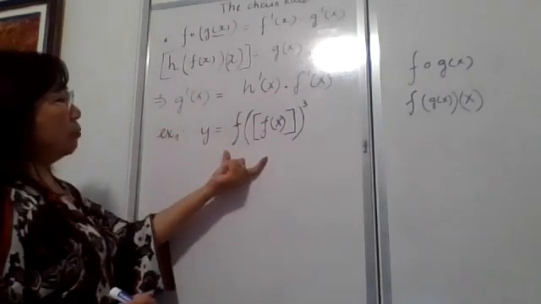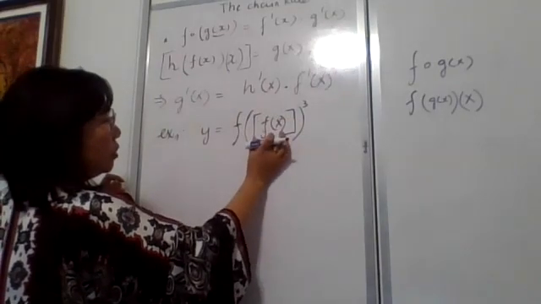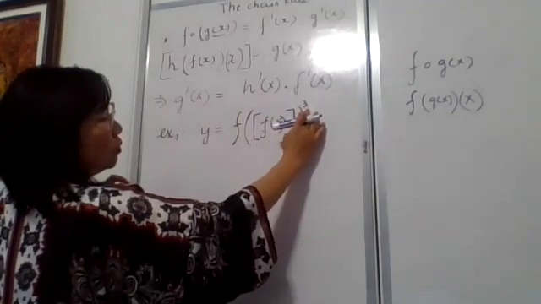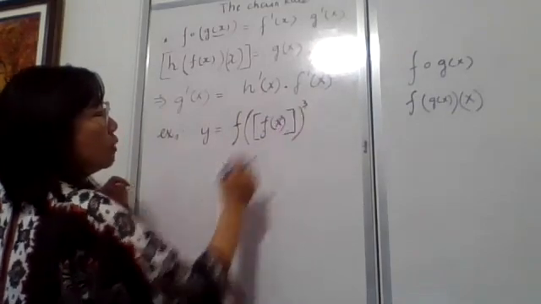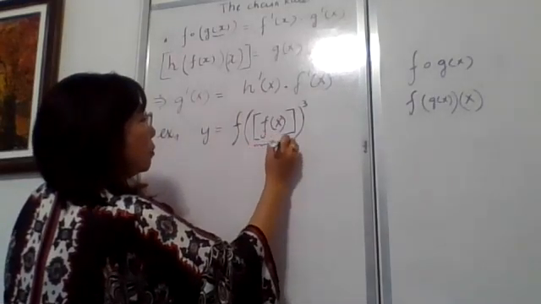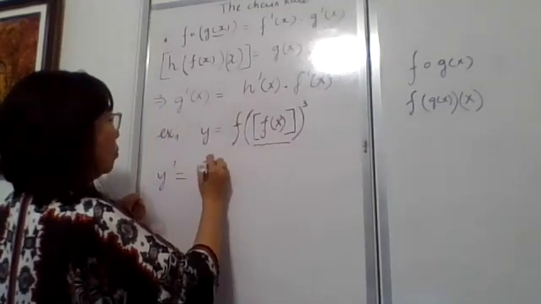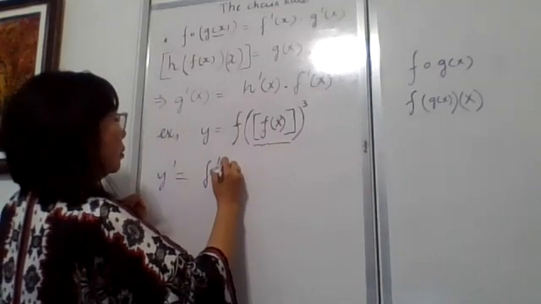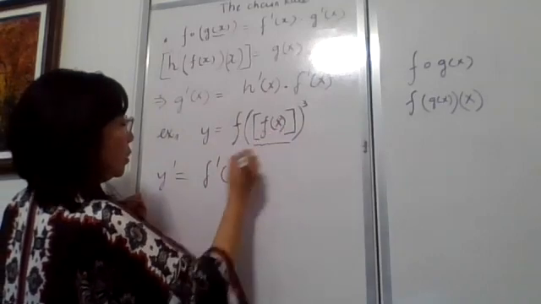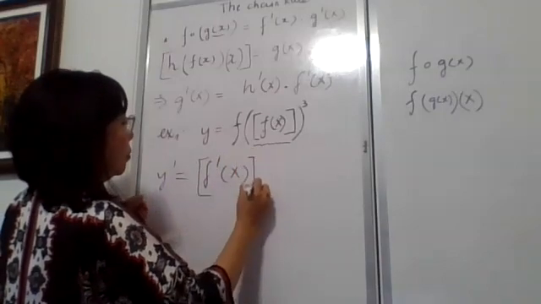Now let's do the example. How are we going to find the derivative of this composite function? You see that this is the inner function f of x, and outside of it there is the outer function, which is f of x to the power 3. Now in this notation, let me go in reverse. I'm going to take the derivative of the inner function first. So y prime will be equal to f prime of x.